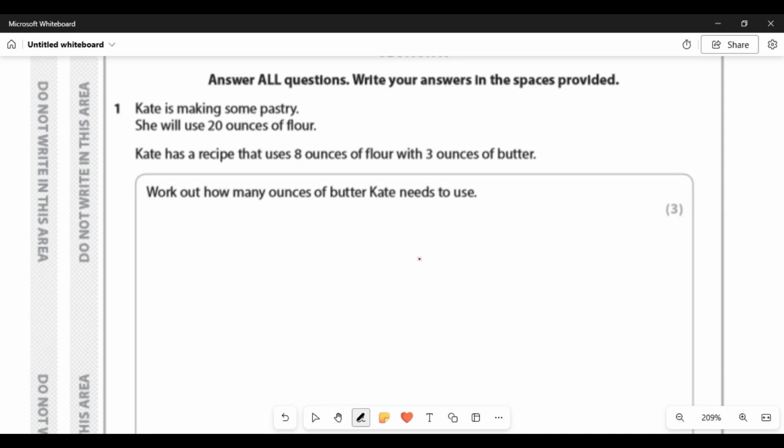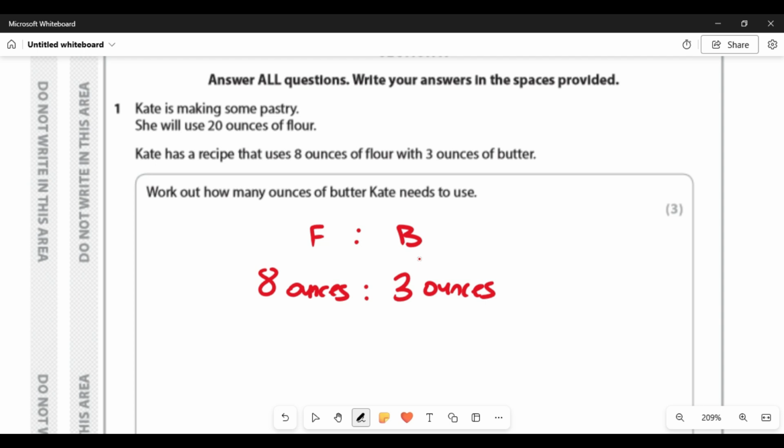So we can use this information that they said here, where 8 ounces of flour, in fact I'll put flour here and I will put butter here. So 8 ounces of flour uses 3 ounces of butter. She will use 20 ounces of flour, so 20 needs to go underneath this section where you've got flour. But I can't go straight from 8 to 20 in one step. I definitely need a step in between.